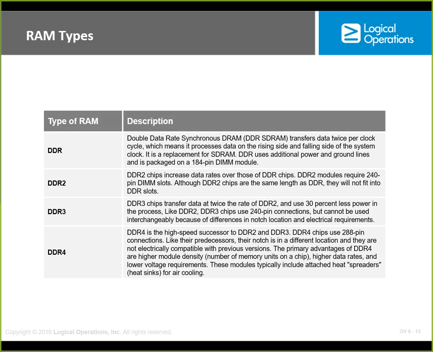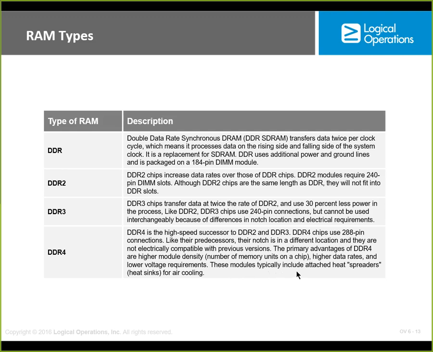DDR3, twice the DDR2, uses 30% less power. Like DDR2, there are 240-pin slots, but again, none of this stuff is backward compatible. So the different notches, I've been saying slots, but notches, I guess, is a better term, in the modules themselves prevent us from putting the wrong one in the wrong area. DDR4, the newer machines are going to be using that. 288 pin connections. Different location, not electrically compatible. None of these things are.